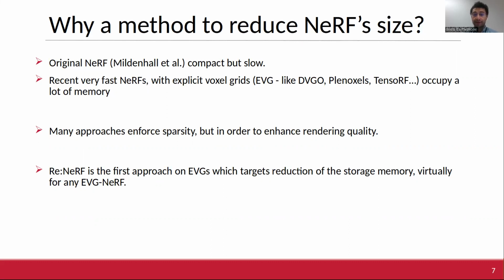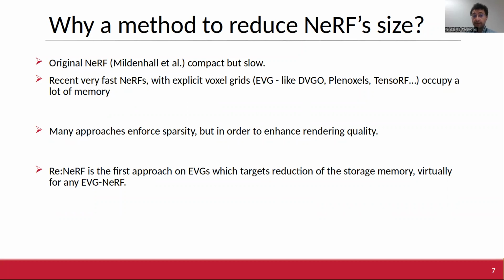Recent very fast NeRFs being proposed had what they called explicit voxel grids. Out of this, we can mention EVG-O, PlenVoxel, TensorRF, and many others. But they have a drawback. They occupy a lot of memory. Many approaches in the literature try to enforce sparsity, but in order to enhance rendering quality. Out of this, for example, PlenVoxel.